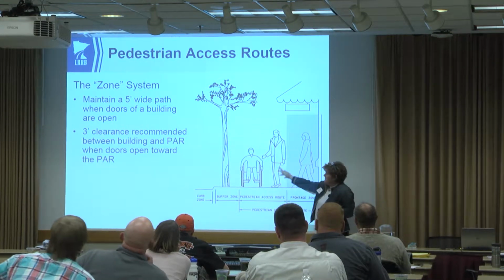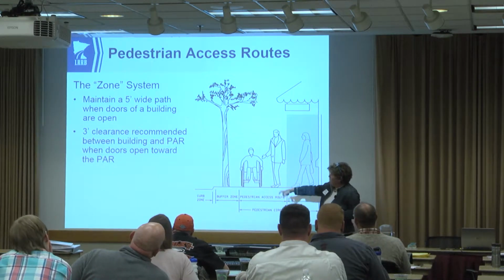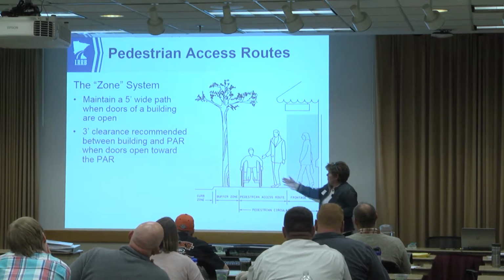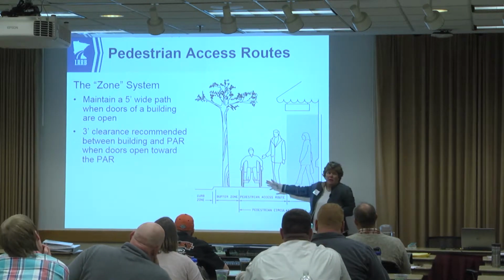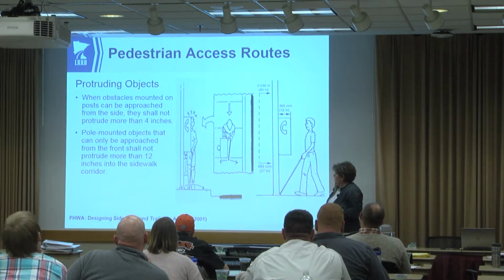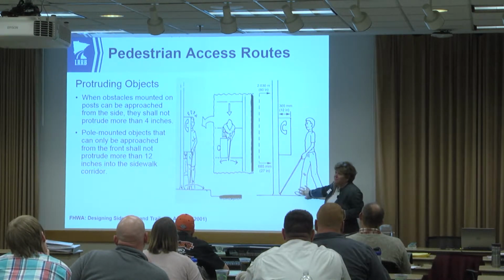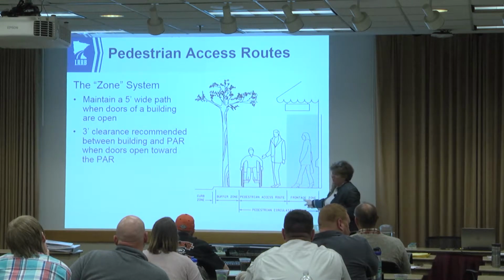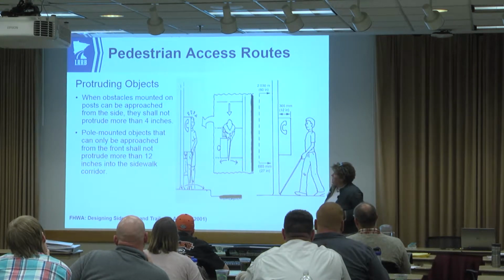Again, we mentioned before that we may need a frontage zone. Again, this is a nice typical showing. We have the curb, we have a buffer or a furniture zone. Then we have this clear, unobstructed pedestrian access route and the frontage zone, or I mean the furniture zone. The frontage zone, I did say it right, all right.